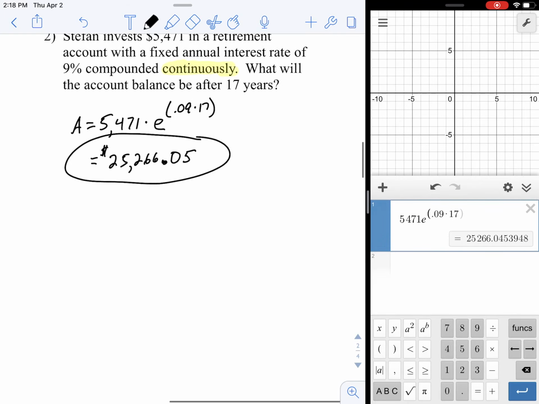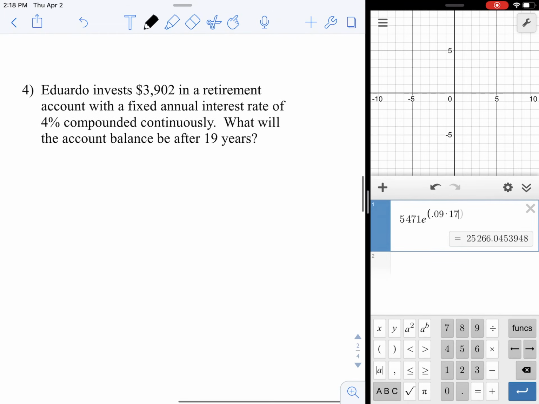Okay, next problem. Eduardo invests $3,902. Interest rate is 4%, continuously, again, that tells us that we're going to use this particular formula as opposed to any of the other formulas. 19 years, of course, is the time. So here's our principal, here's our rate. Amount equals $3,902 times e to the 0.04 times 19 power.